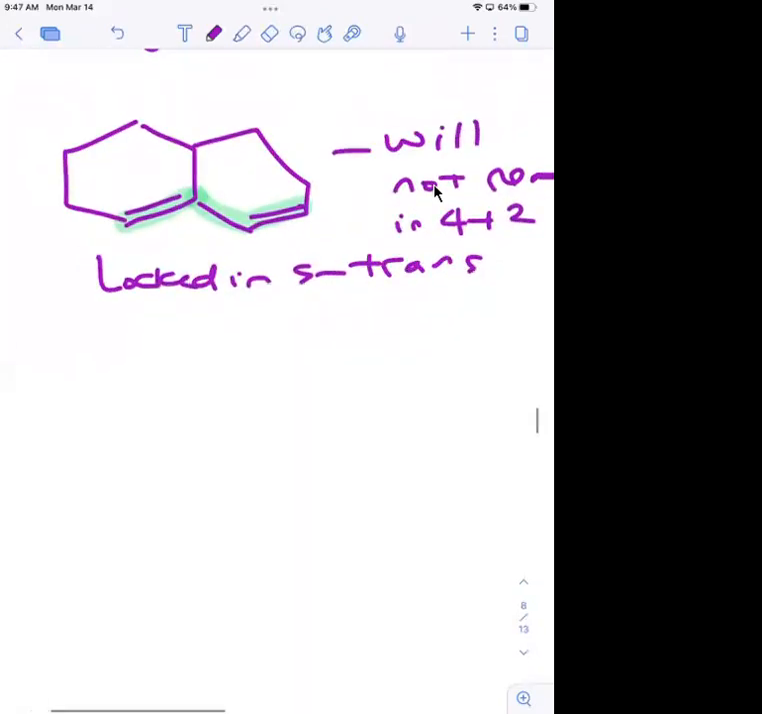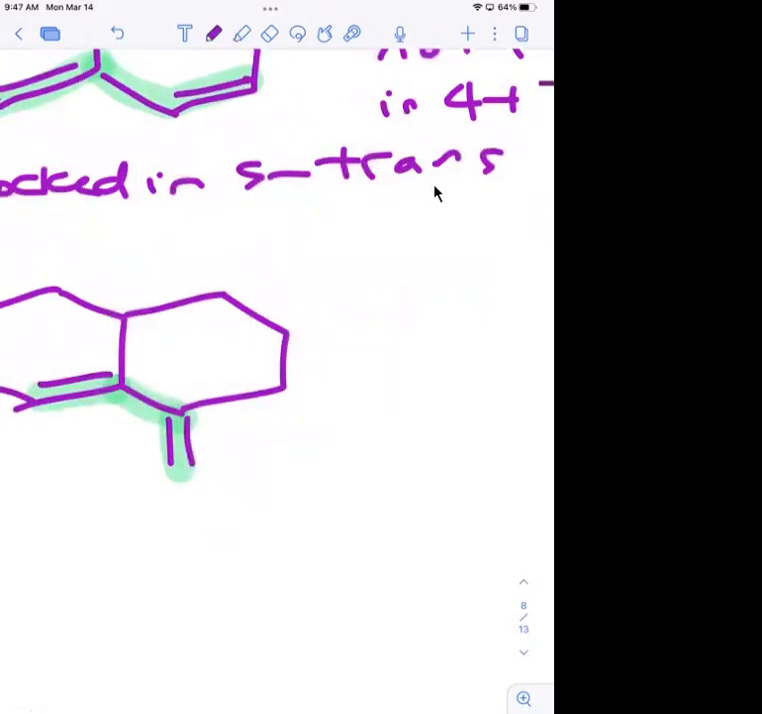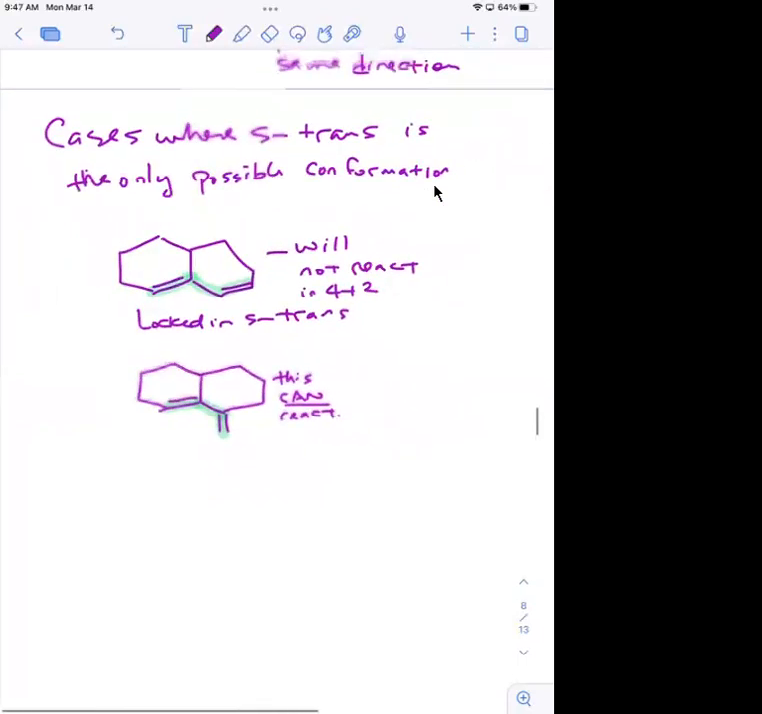If we have that same ring, that same type of system, but it looks like this instead, where we have this and that, then this is fine. Because you can see the difference: the pi bonds are both pointed in the same direction. So that can react. But if it's locked, then it can't react.